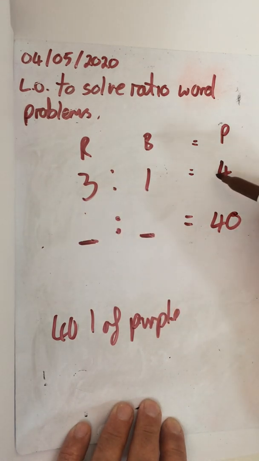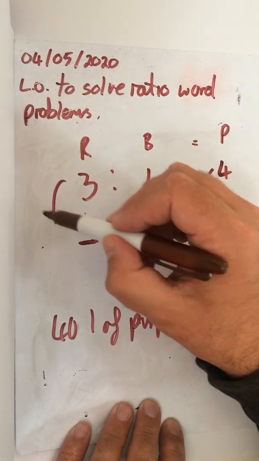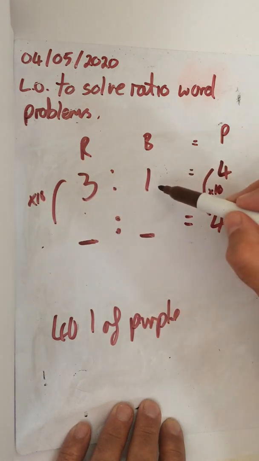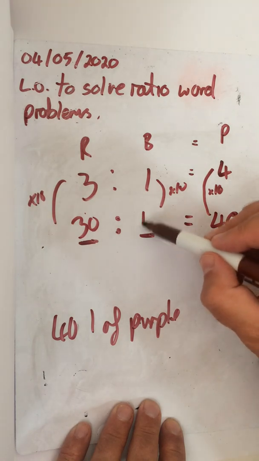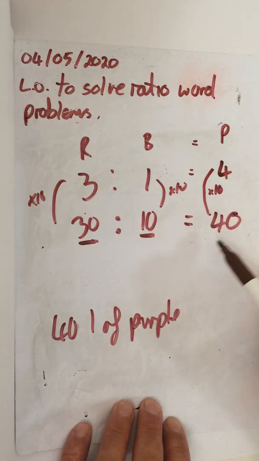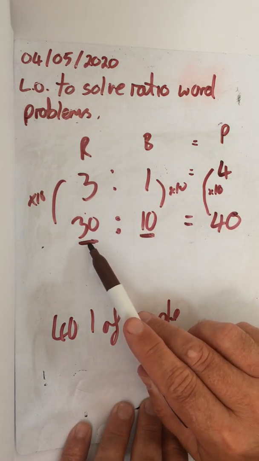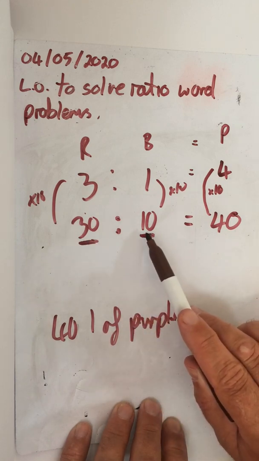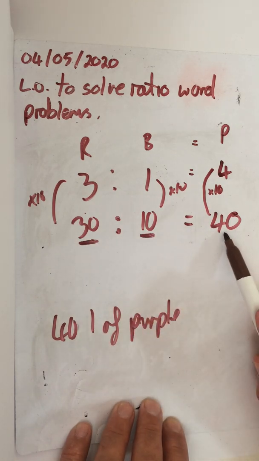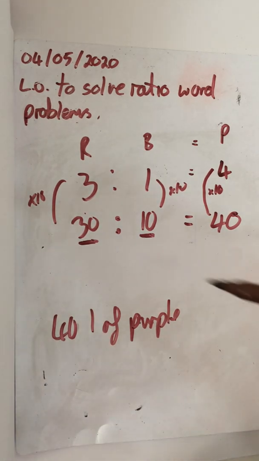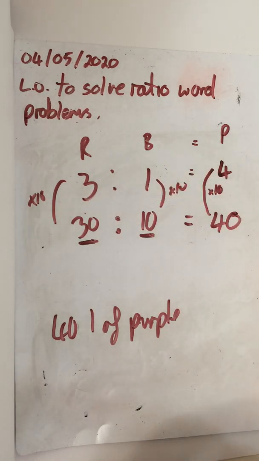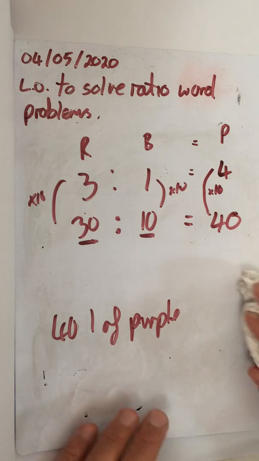Okay, so how am I getting from there to there? 4 to 40, I times 4 by 10. So again, I do the same here, times by 10, times by 10, so I get 30, 10 and 40, isn't it? So I need 30 litres of red, I need 10 litres of blue, and I need 4 in order to get me 40 litres of purple. And that's how ratios work, isn't it? We have a basic ratio and we'll expand it out in order to get an answer.